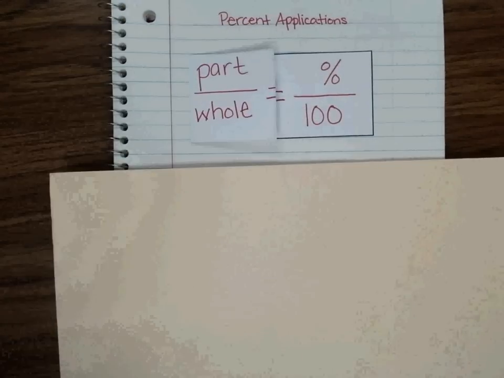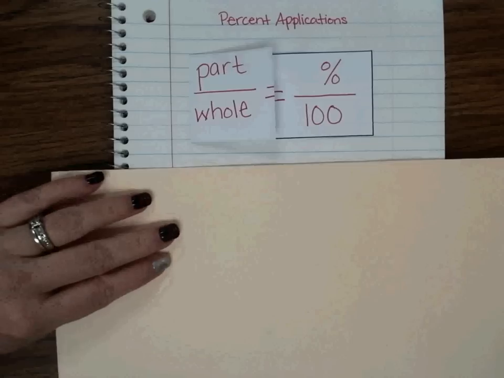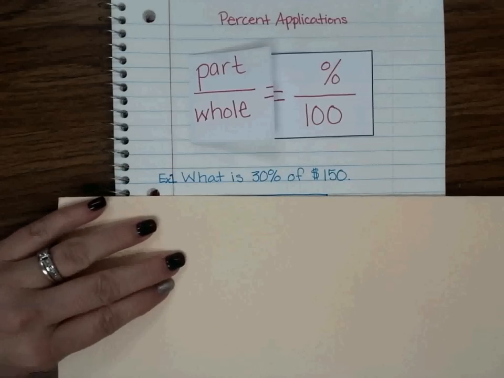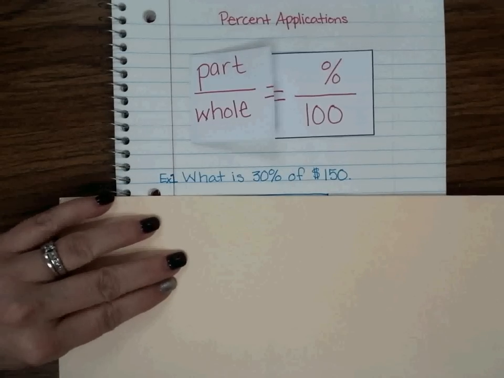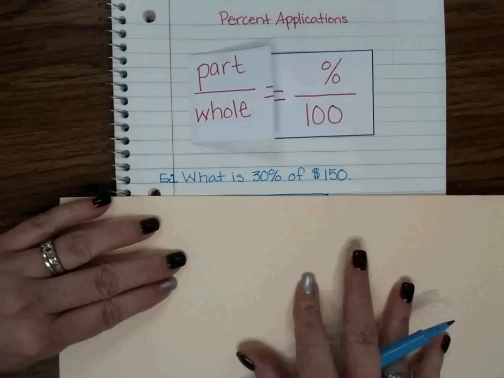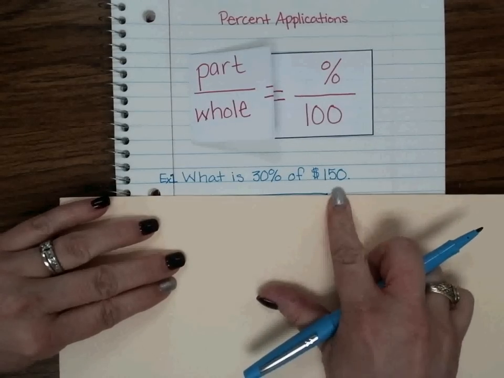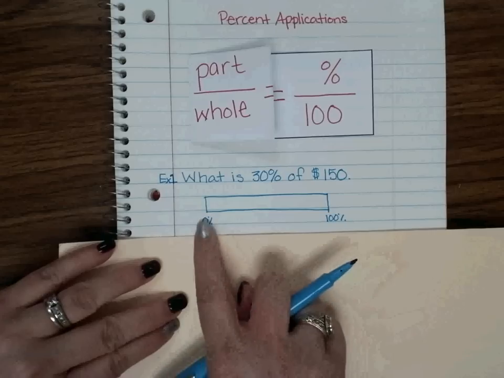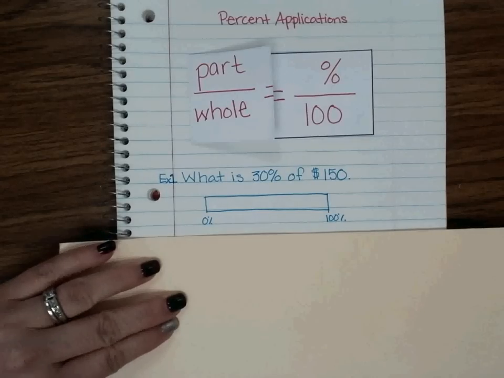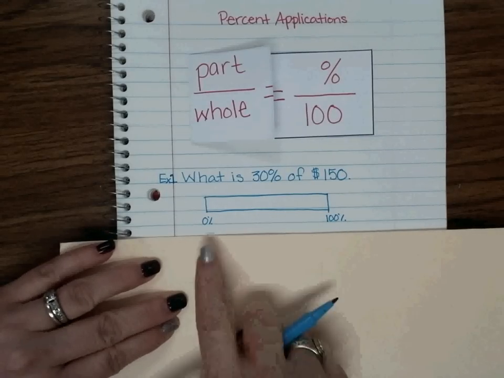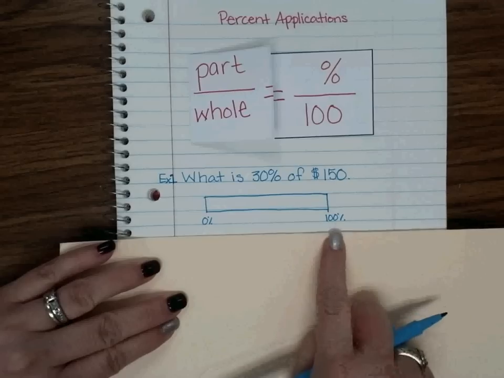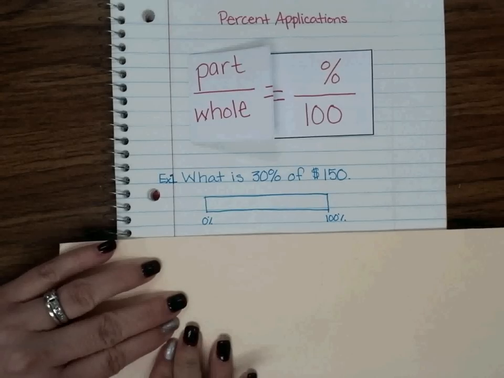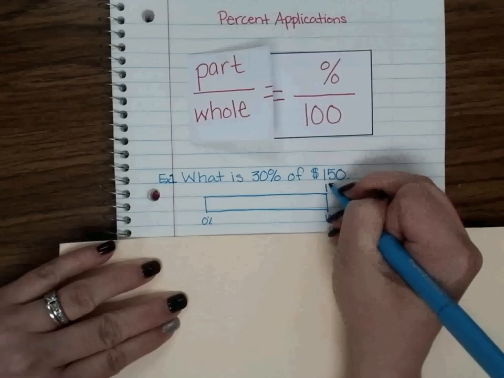Okay, so we've done a few examples of this. Let's look together at our first example. Our first example says, what is 30% of 150? So I have my percentage, and I have my of, which is my whole amount, because it has of 150. So I went ahead and I drew my percent bar. We've used these before. They go from 0 to 100. And where would I put that 150, Ms. Sarles? The 150 would go over the 100% because it was the total amount.